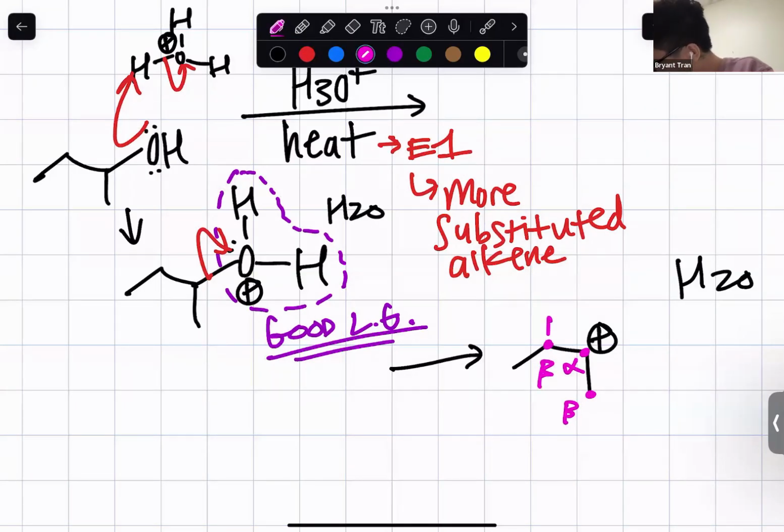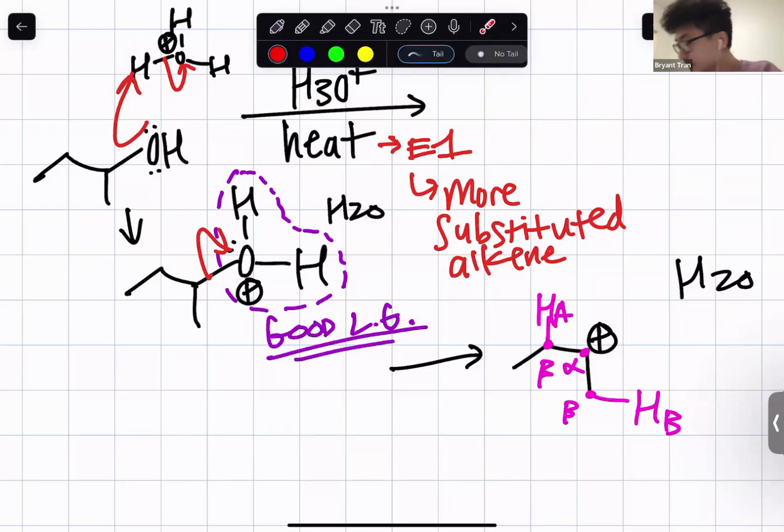I'm gonna draw out the beta hydrogens for each beta carbon. Let's say this is hydrogen A and this is hydrogen B. Which beta hydrogen is more substituted? Which beta hydrogen has more R groups surrounding it? I believe A does. A does, correct.